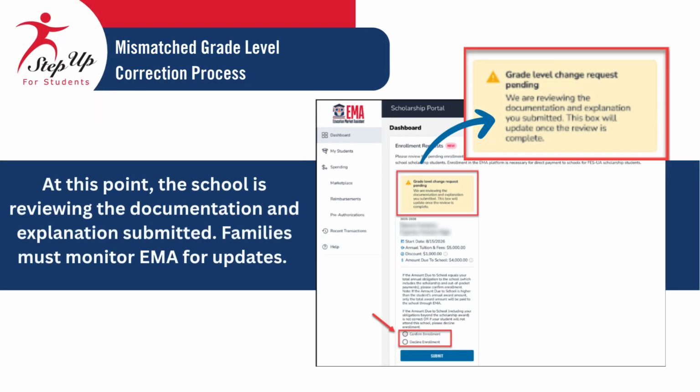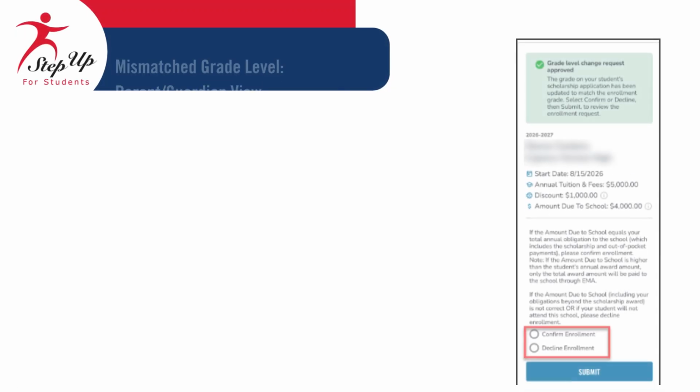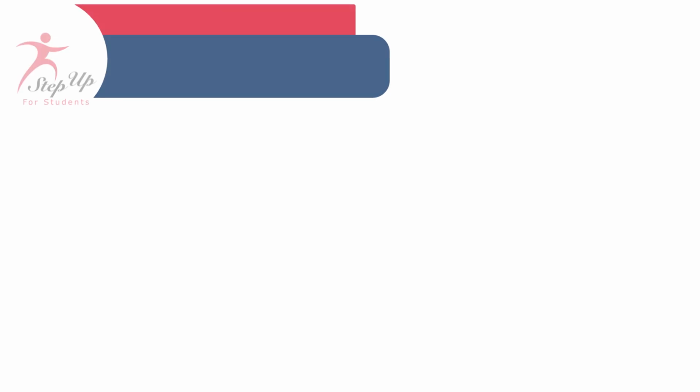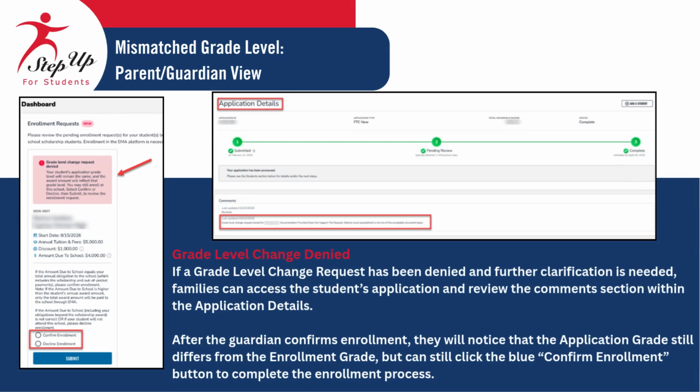While documentation and the explanation are being reviewed, the family must continue monitoring EMA for updates. If the grade level change request is approved, the parent or guardian will return to EMA, review the updated application grade, and then click Confirm Enrollment to finalize the enrollment process. If the grade level change request is denied, the family can review comments and the student's application details for more information. Even if the application grade and enrollment grade remain different, the parent or guardian can still confirm enrollment if appropriate.